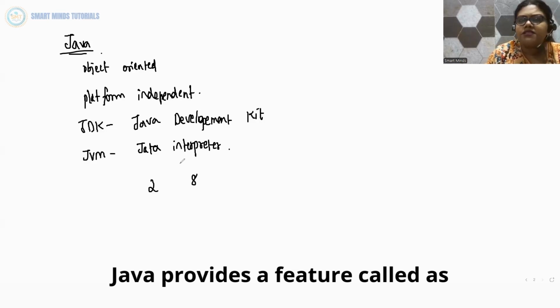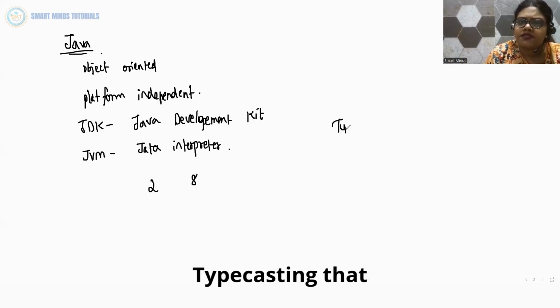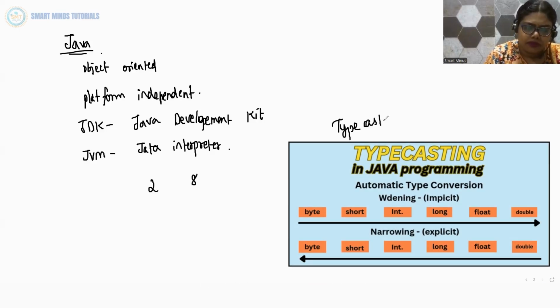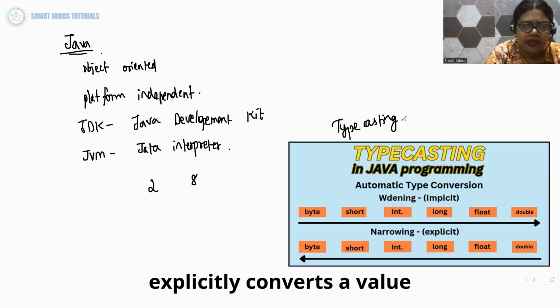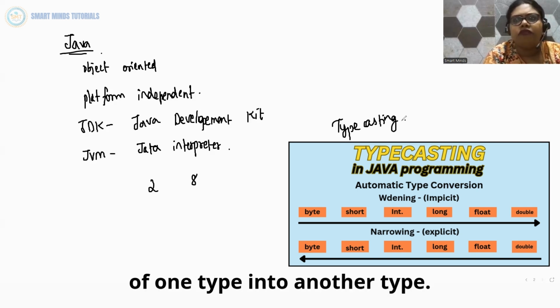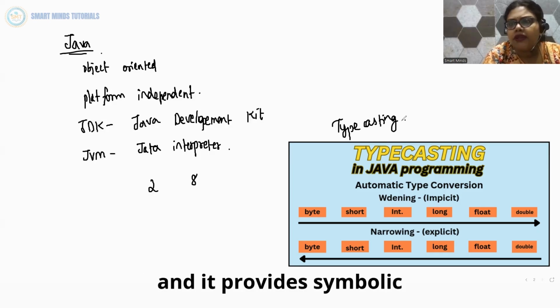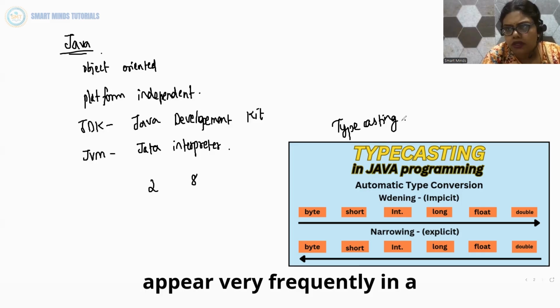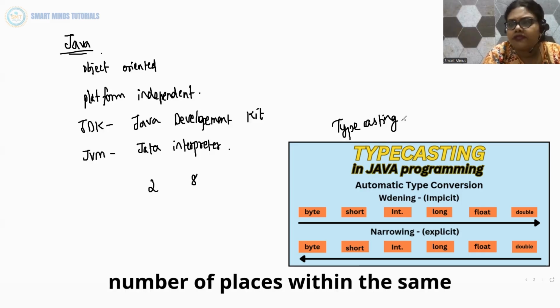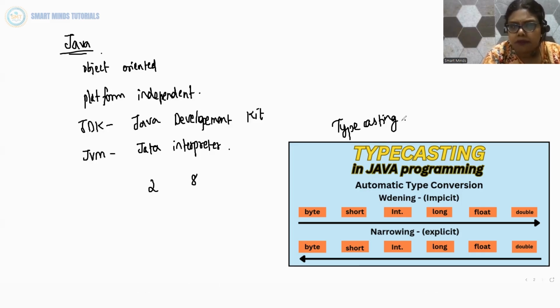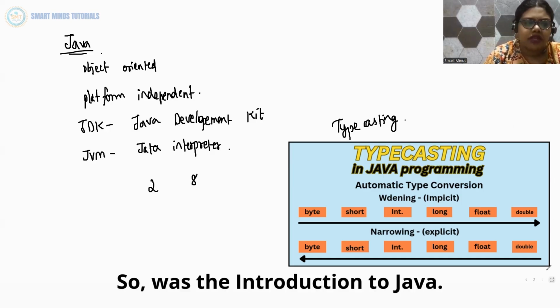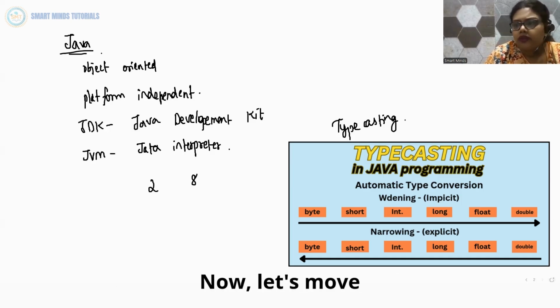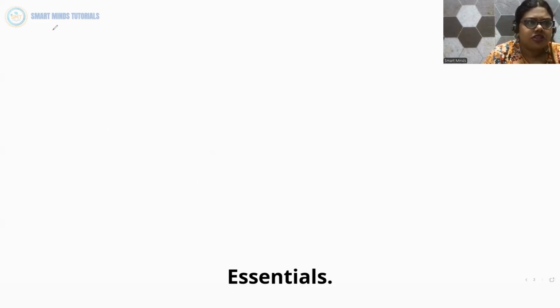So Java provides a feature called typecasting that explicitly converts a value of one type into another type. And it provides symbolic constants that may appear very frequently in a number of places within the same program. So this was the introduction to Java. Now let's move to Java Essentials.